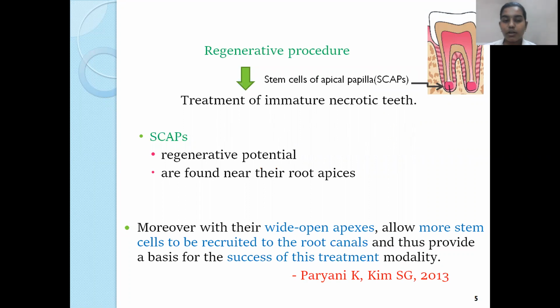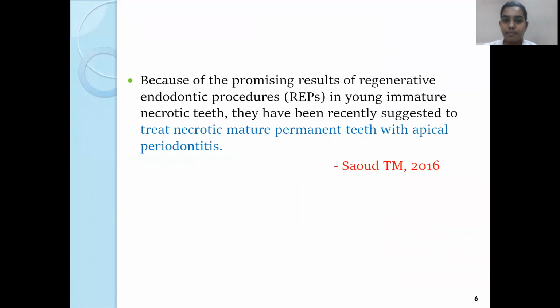Regenerative procedure is a common treatment plan for immature necrotic teeth using stem cells of the apical papilla, or the SCAP cells. These cells are found near the root apices and have regenerative potential. Moreover, immature necrotic teeth have wide open apexes, which allows more stem cells to be recruited to the root canals and thus provide a basis for the success of this treatment modality, by Parayani et al.